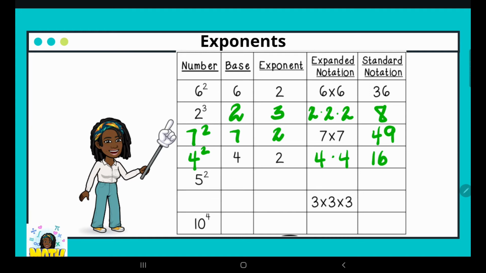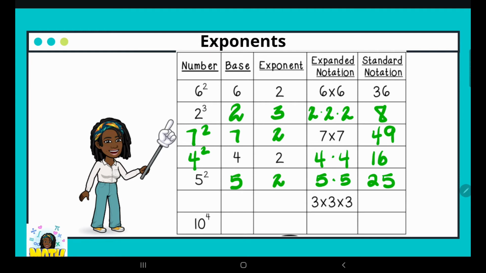5 squared gives us a base of 5, an exponent of 2. Again, you can feel free to pause at any time and try these examples on your own. And that's 5 times 5, which is 25.